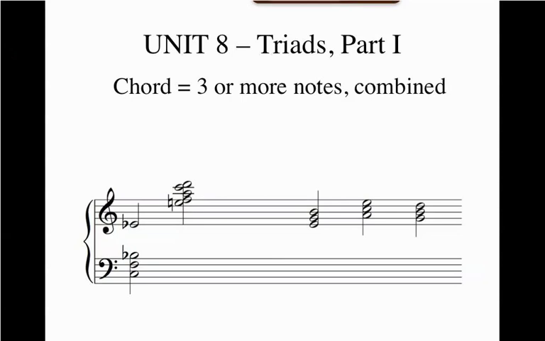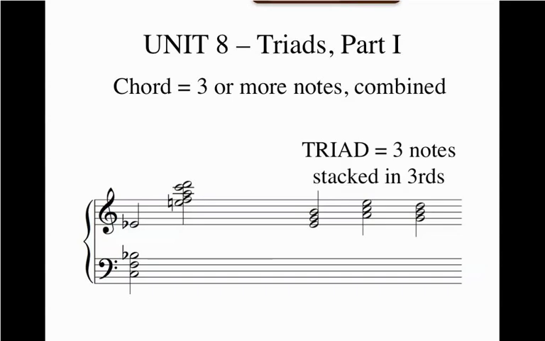Here's a chord, and here's another, and here are 3 more. Now, while all these are chords, the ones at the right are special kinds of chords, called triads.